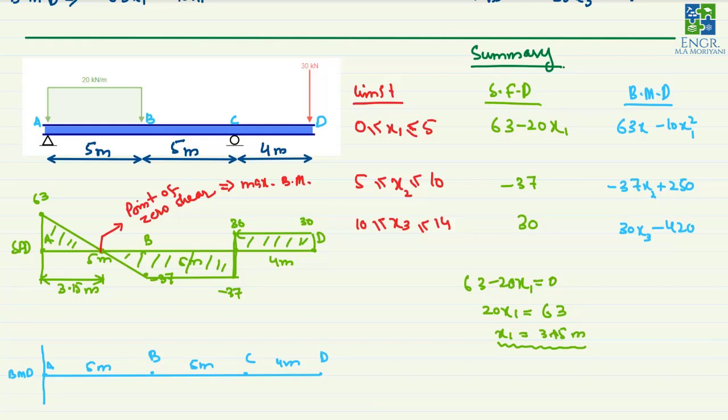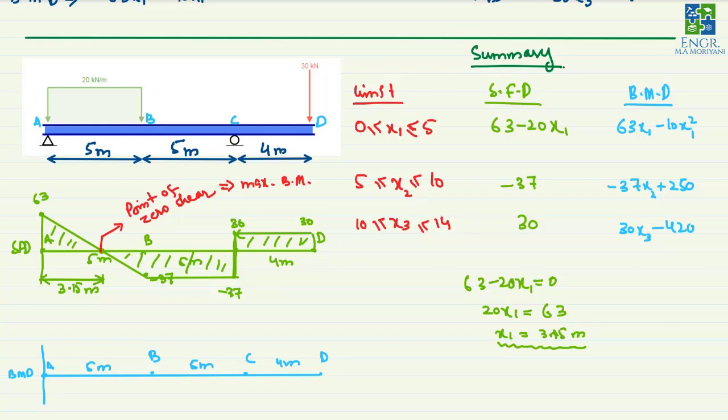Let's draw the bending moment diagram for this case. As you can see, for the region AB we have this equation, which is a quadratic equation: 63x1 minus 10x1 square. This should basically be x1. A quadratic equation represents a parabolic curve. If we want to know the value of the bending moment at a point, we have to put the value of x1 equal to 0. If we put x1 equal to 0, this whole equation will be 0. So at point A the bending moment is 0.